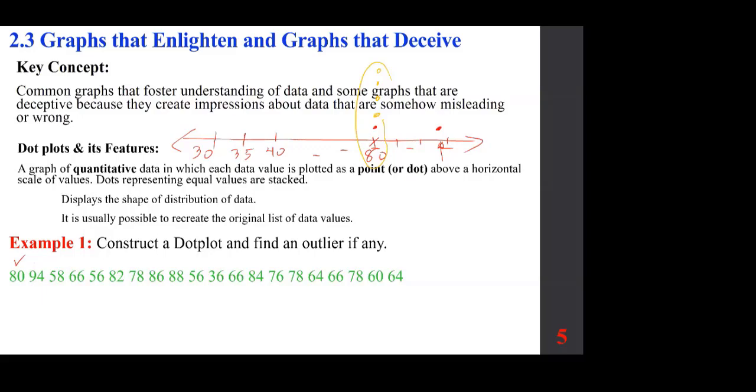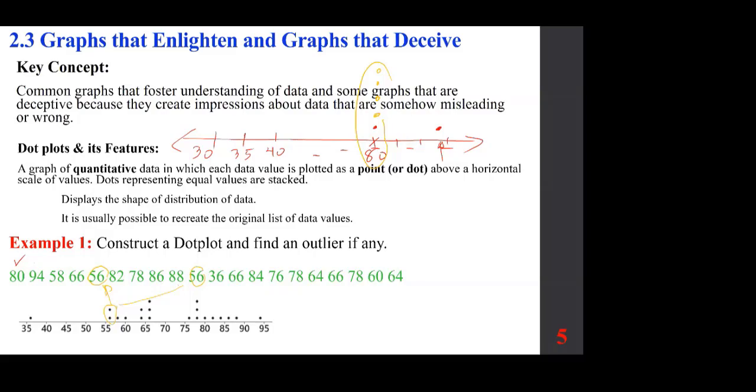So if we do this carefully, it'll look something like this. Just as an example, I want you to see that for number 56, we have two of them. That's why at top of number 56, there are two dots, and you can move on that way. So this is called a dot plot.